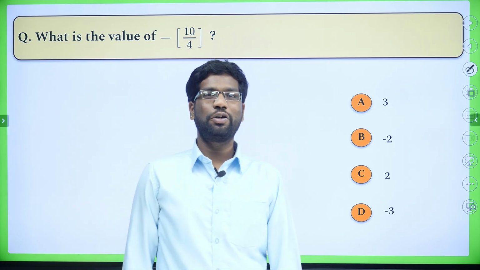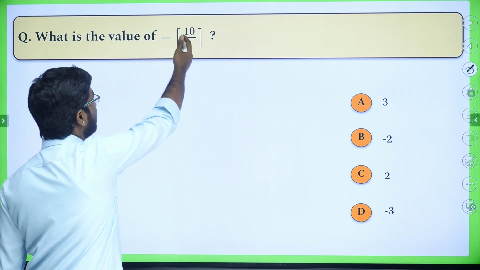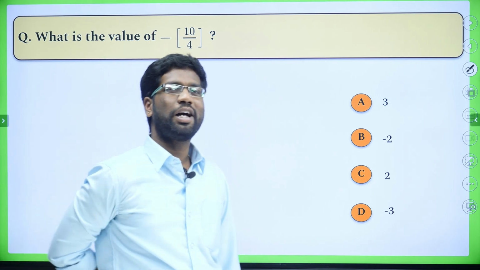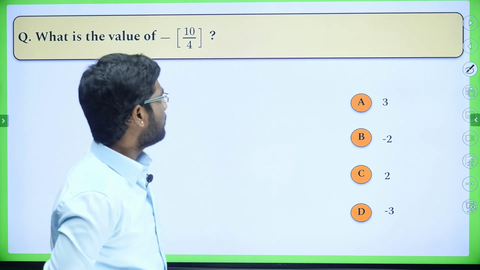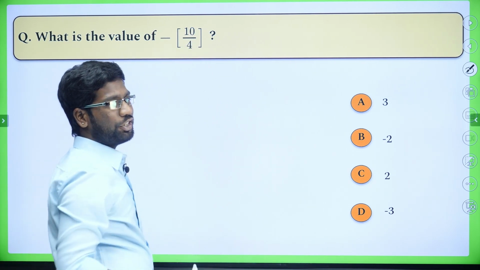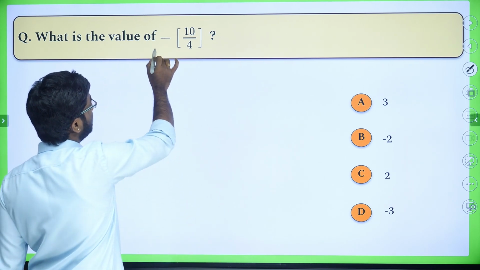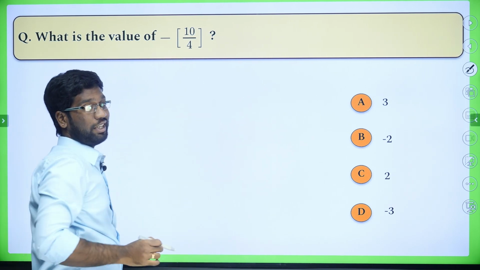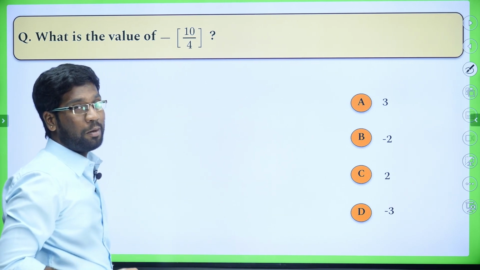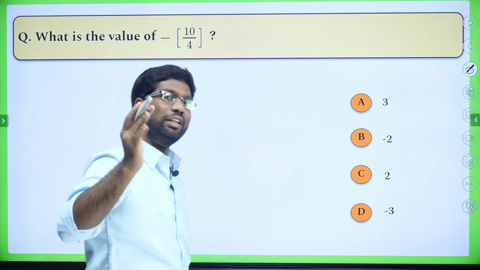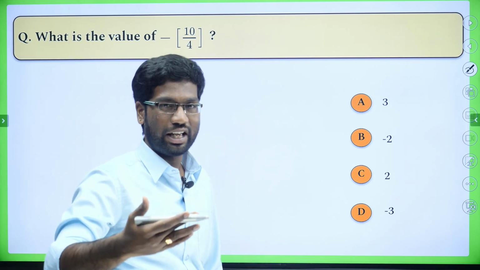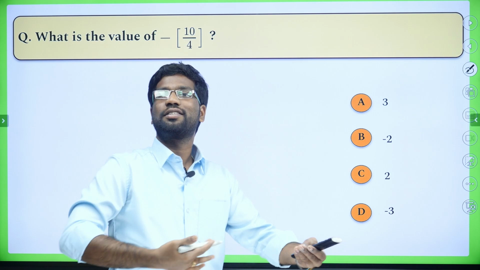So what is the value of minus of the greatest integer of 10 by 4? What is it, my dear students? So 10 by 4, which means you have to be careful. Here the minus is outside, which is not inside. Sometimes students forget this minus. Suddenly if they see the problem, they start solving.